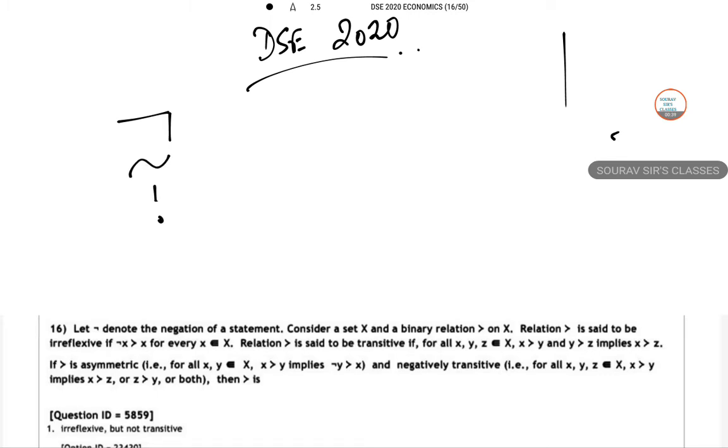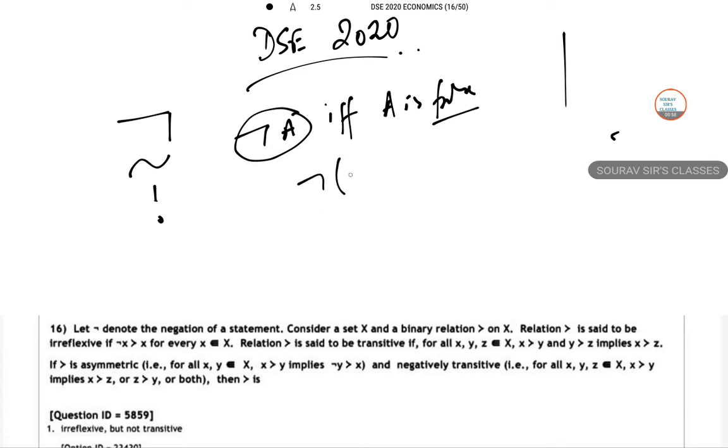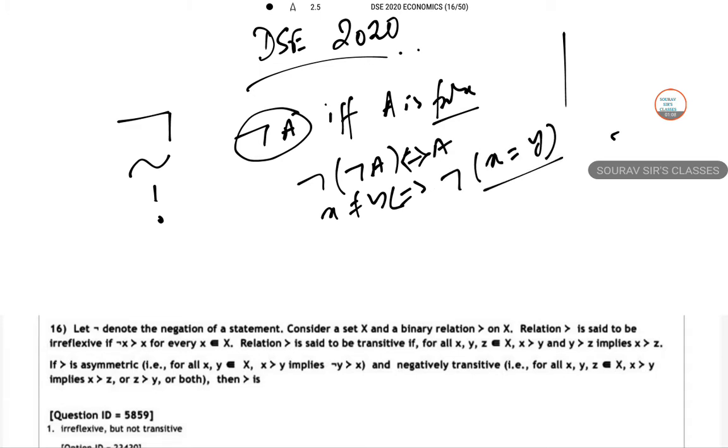So in propositional logic, if I say this, that means the statement is true if and only if A is false. And for example, if it is like this, then A. So double negation. x not equal to y can also be written as negation of x equal to y. In this way, it is mostly used as basic logic symbols.